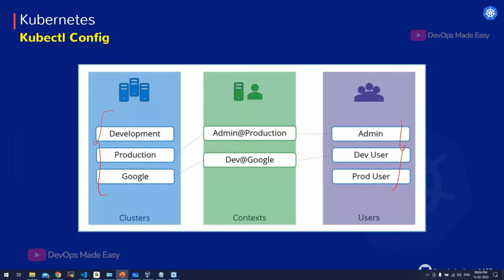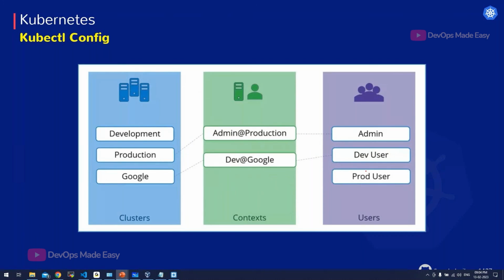Now the mapping, that is the context. See here, the admin user is allowed to talk only to production. That's why a mapping is created. Here the dev user is allowed to talk to Google, that is the cluster. Then there is a mapping. This dev user can also talk to production, so that dev to development mapping will also be created. You can create that. Now only one of them should be active.